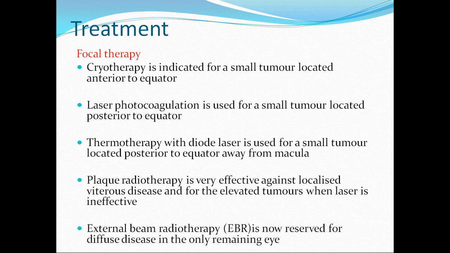Cryotherapy is indicated for a small tumor located anterior to equator. Laser photocoagulation is used for a small tumor located posterior to the equator. Thermotherapy with diode laser is used for small tumors located posterior to equator away from the macula. Plaque radiotherapy is very useful against localized vitreous disease and for the elevated tumors when laser is ineffective. External beam radiotherapy is now reserved for diffuse disease in the only remaining eye.